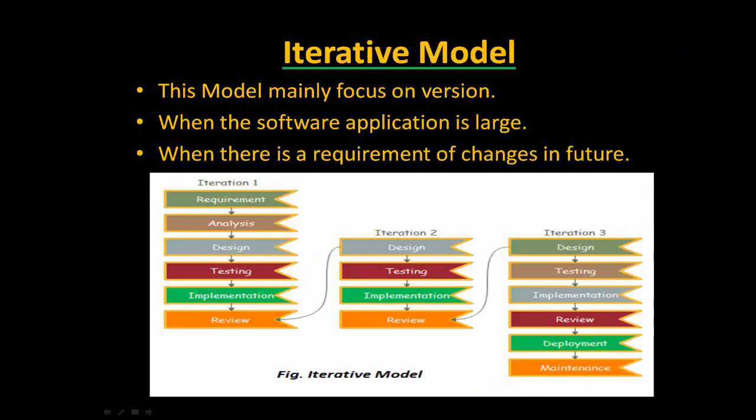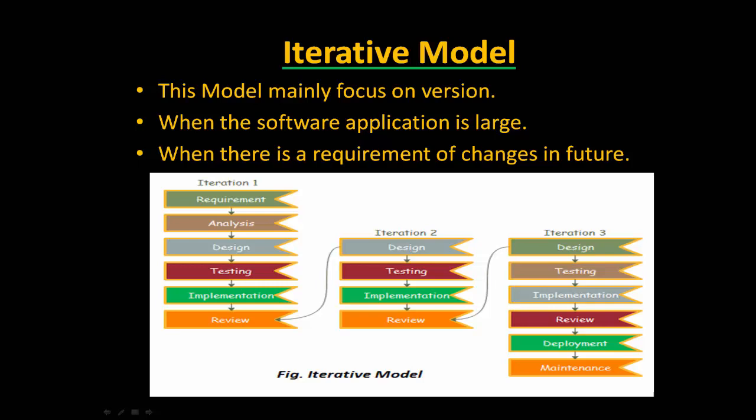The next one is the iterative model. In this model, we mainly focus on versions. For example, consider operating systems from version to version: certain things are adopted from the previous version, and new enhancements and improvements keep being implemented. When the software application is large and requirements keep changing, we make the changes applicable to that particular model.